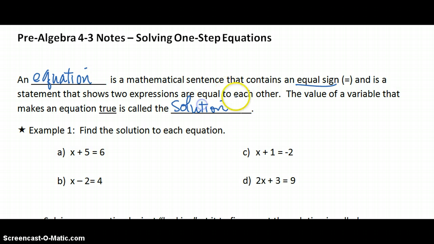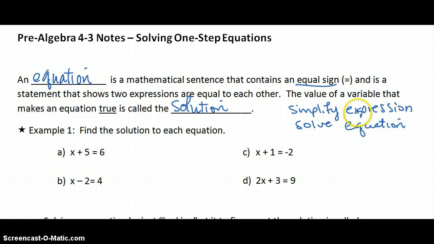Now remember, you simplify expressions. That's what we were doing yesterday. But you solve equations. Okay, so listen to that. That's two different things. You simplify expressions, but you solve equations. So a simplified expression could have two terms in it, but in a solved equation, you'll find the variable x, y, or z equal to a number. So that is the difference.